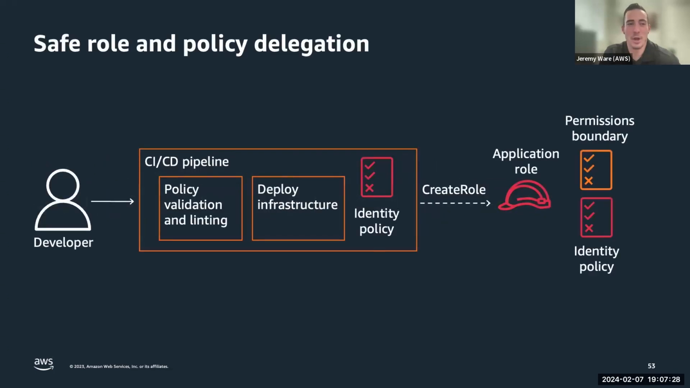All right, almost done here. So safe roles and policy delegation. What does that look like? We mentioned that we could have a developer who's committing things to a CI/CD pipeline. As it goes through policy validation and linting, that may be something you've built as a custom check, maybe something where you're reaching out to IAM Access Analyzer custom policy checks to handle that for you.